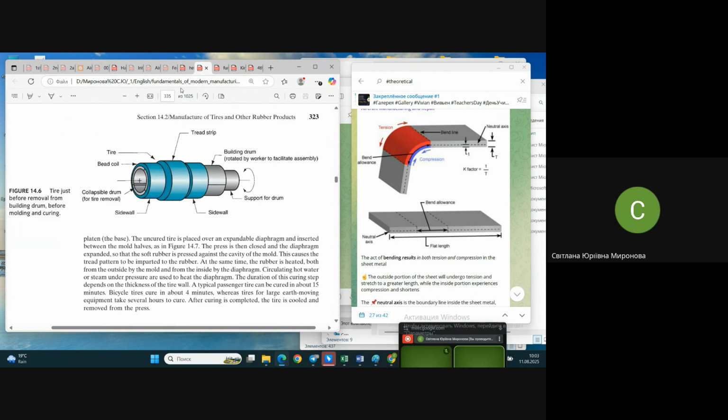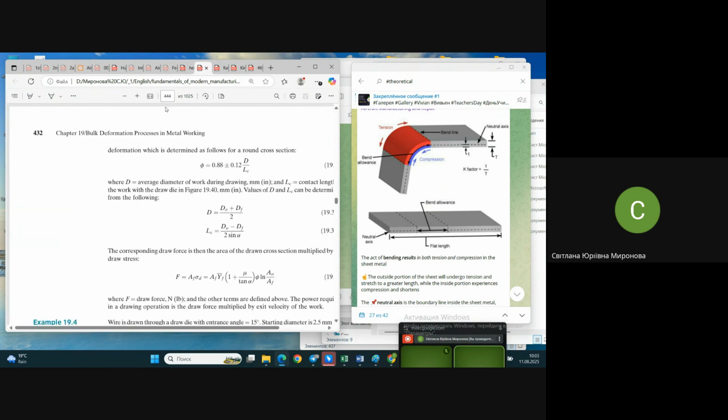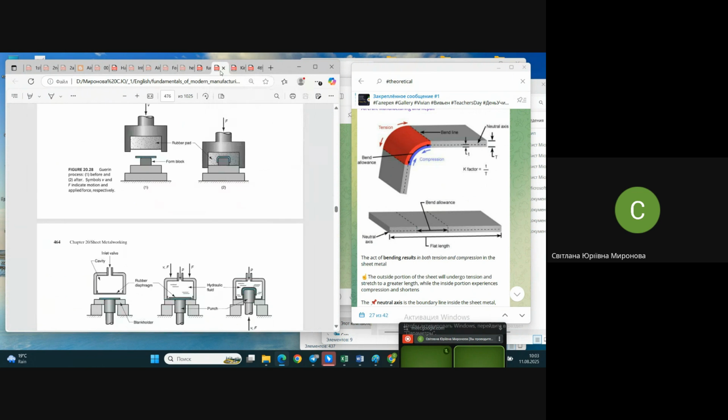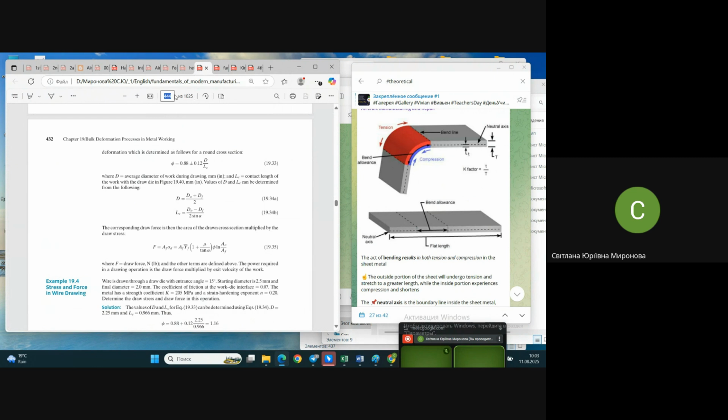Maybe I did it too much. Wait a second. Bulk deformations, not enough. Help me, please. Almost here.